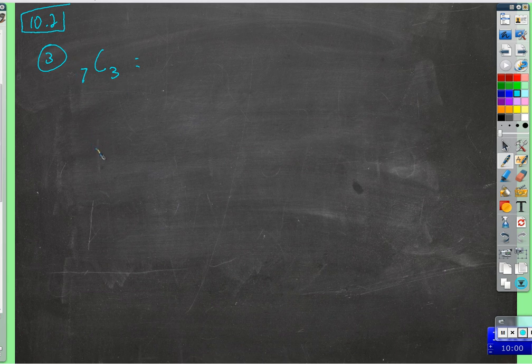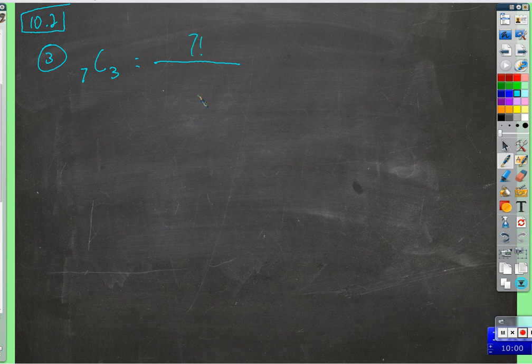All right, on to 10.2 here, 7C3, as I just described. If we had 7 things, like 7 people, and we wanted to just pick them to be in a group together, like on a classroom assignment, how many different, unique, distinct groups of 3 can we make out of those 7 people? Well, we would use 7C3.